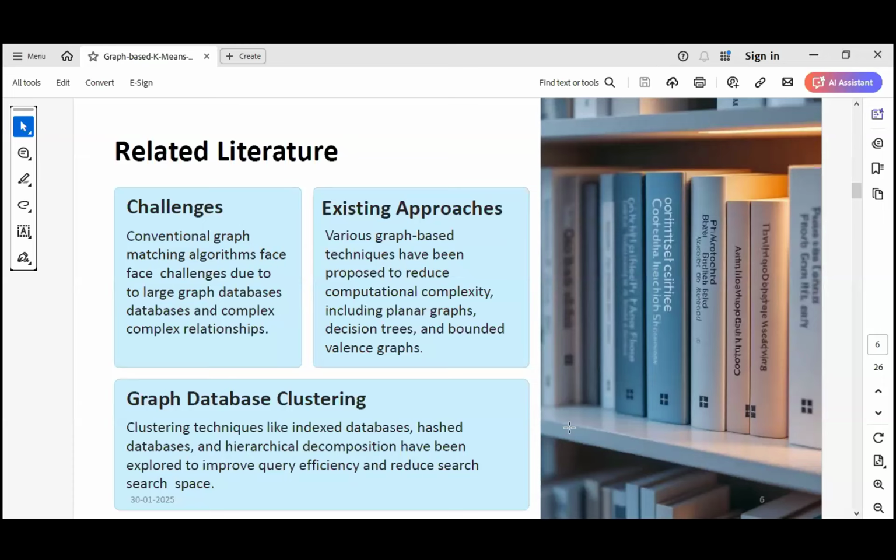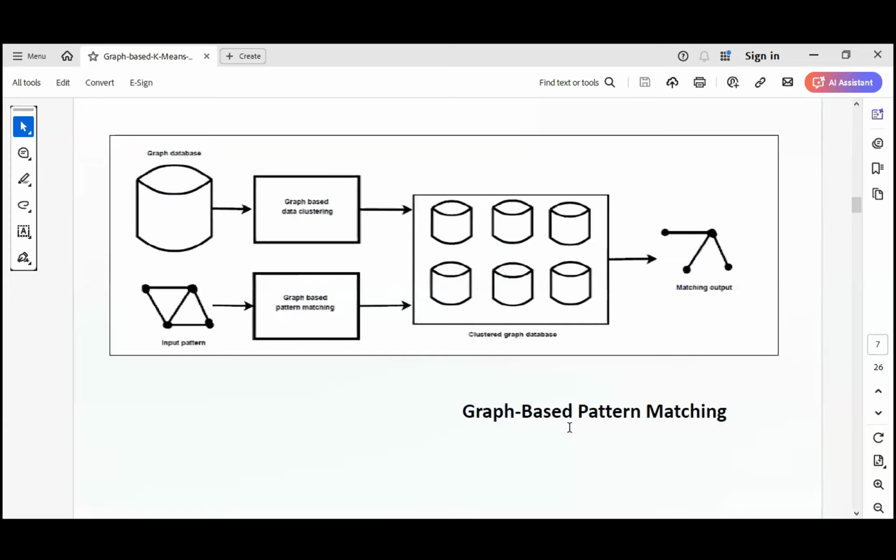By studying all this, we are coming towards an approach like this. We are rearranging the input images and model symbols in graph format in a clustered manner, and then we are performing graph matching.